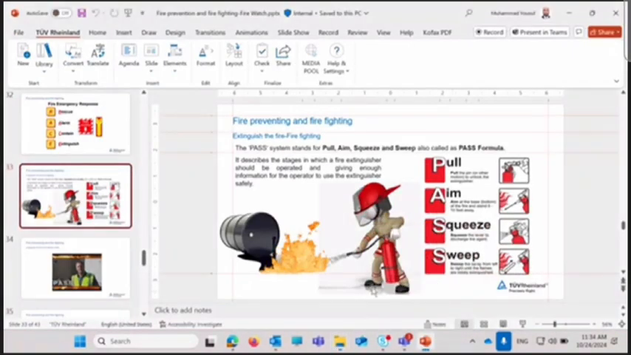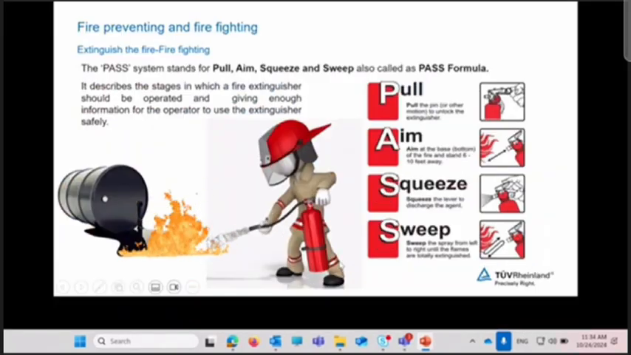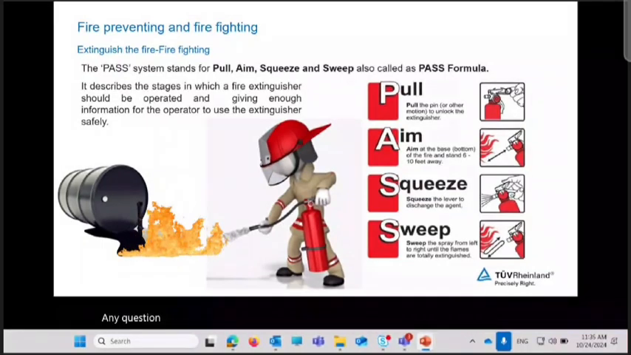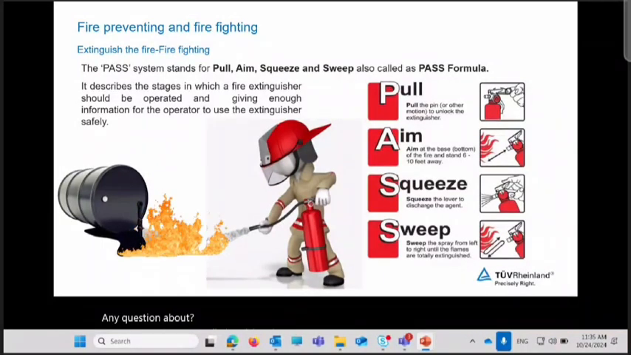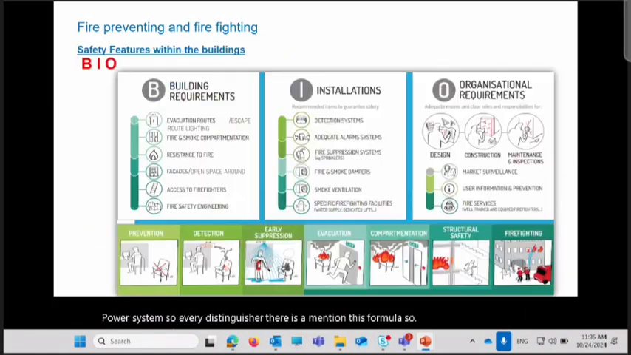Yes, gentlemen, it is clear. Any question about the PASS system? No, sir. So every extinguisher has a mention of this formula, so you can memorize it easily. Okay.